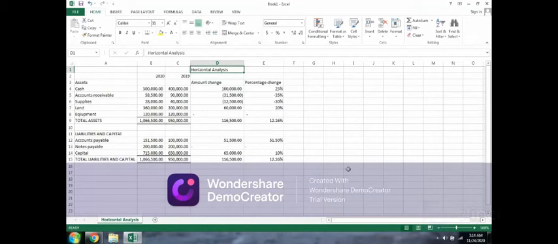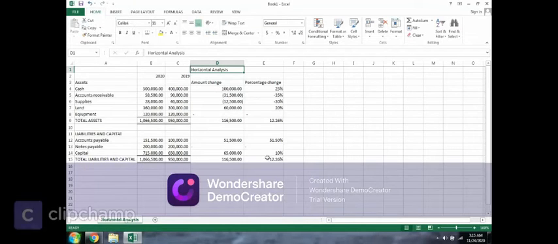So the total is 116,500 and 12.26%. So when we interpret this, the total assets of the company increased by 110,500, or the total assets of the company increased by 12.26%. For accounts payable, 151,500 minus 100,000 is 51,500, and an increase of 51.50%.